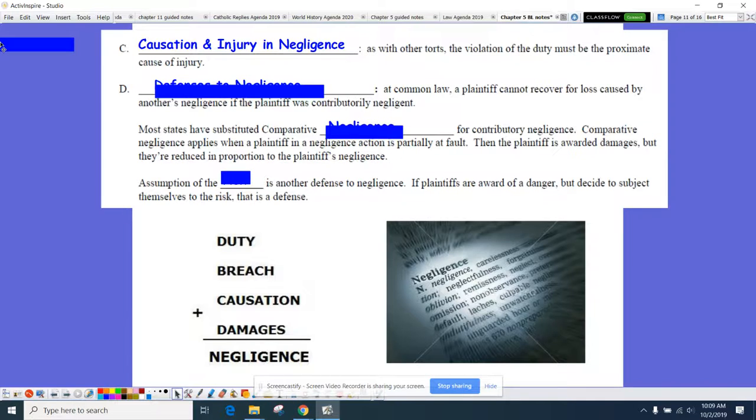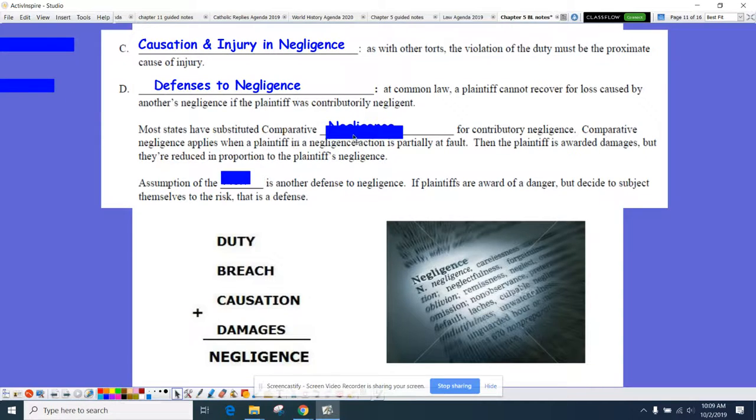Causation and injury in negligence, as with other torts, the violation of the duty must be the proximate cause of the injury. In other words, if I'm not paying attention and somebody gets hurt, then that's what caused the injury. Okay, something of that nature. And letter D, defenses to negligence. When you talk about common law, we can look at what previous things have been done. A plaintiff cannot recover for the loss caused by another's negligence if the plaintiff was contributing to the negligence. In other words, if they were messing around and somebody else was too, and somebody gets hurt, but both parties were kind of at fault, there's no recovery here.